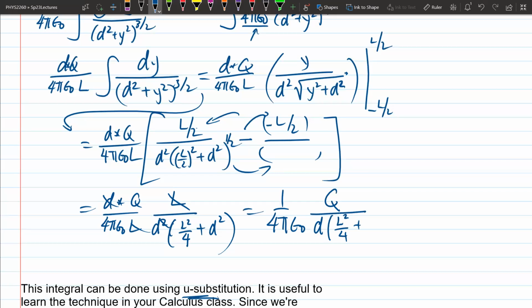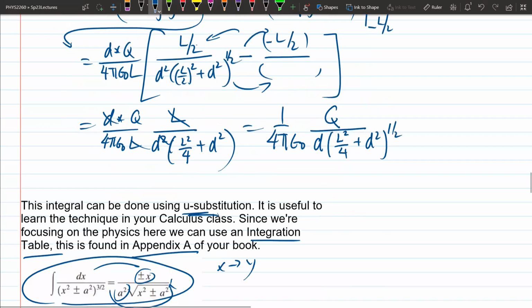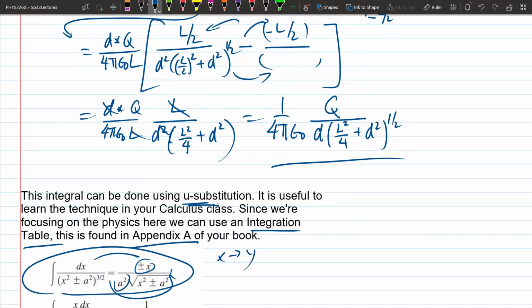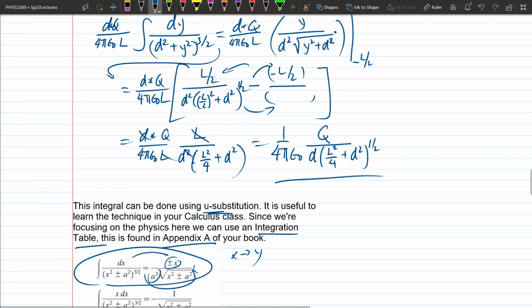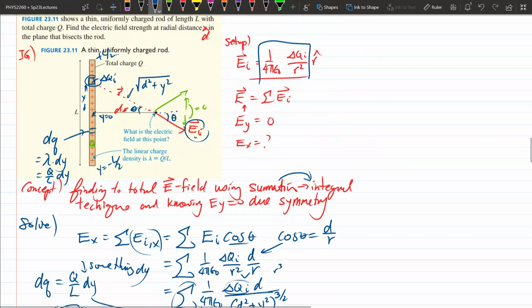Plus D squared to the 1/2 power. So that's what it looks like, in the case of a rod that has some length L, where you want to figure out what the electric field in the x direction is.